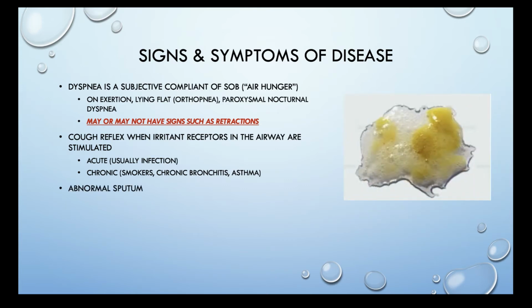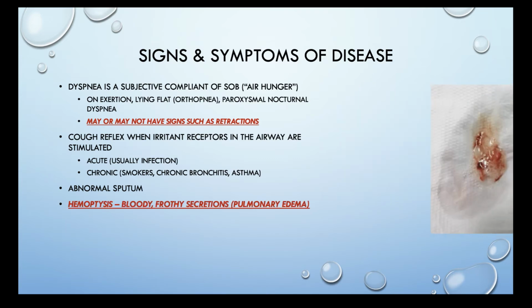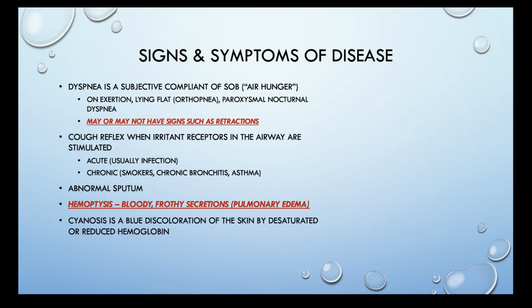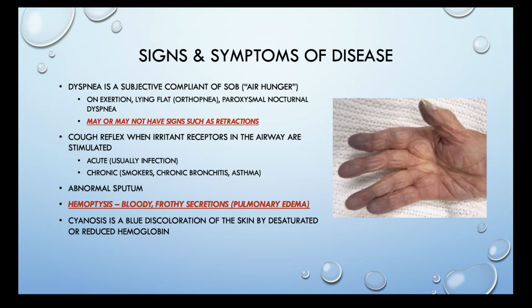And we can have abnormal sputum, which is, I think, the most disgusting thing I encounter at work. I absolutely hate lung cheese, but we'll have abnormal sputum. It could be yellow, it could be green, and it can be bloody. And this is called hemoptysis. So it's bloody, frothy secretions. You see this often with people that have pulmonary edema. So when they have heart failure and things are backing up into their lungs, they're coughing out blood that's backed up from their heart.